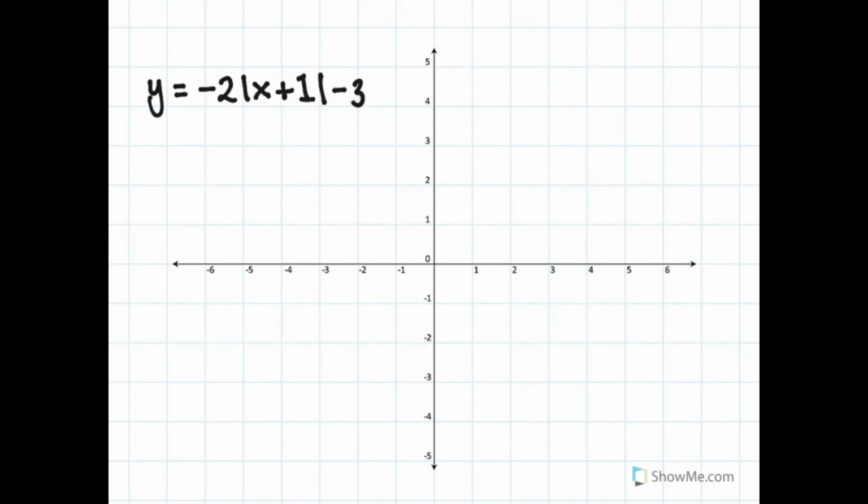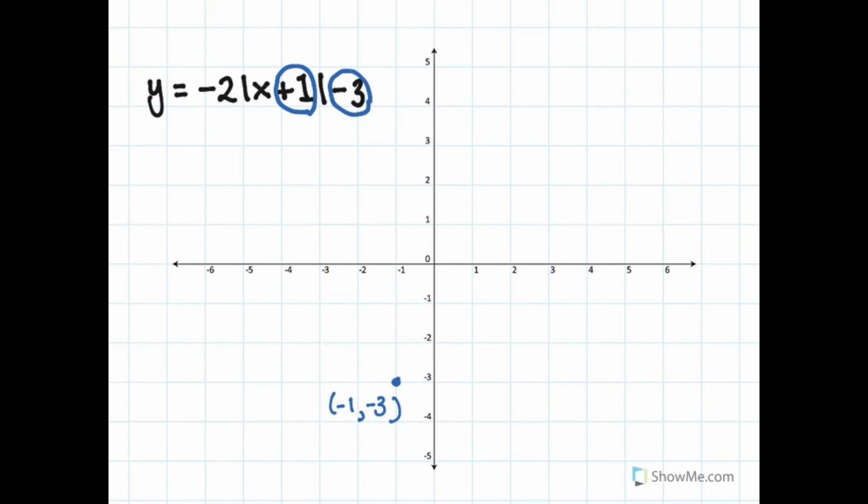Let's try putting all the effects together. I have a 1 inside. It's a positive 1, so it shifts in the opposite direction, and the vertex should be at x equals negative 1. The minus 3 outside will give the y-coordinate of the vertex. It's going to be at negative 3. So my vertex for this graph is at the point negative 1, negative 3. That's using the constants that are added and subtracted.